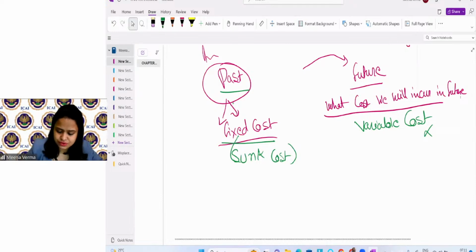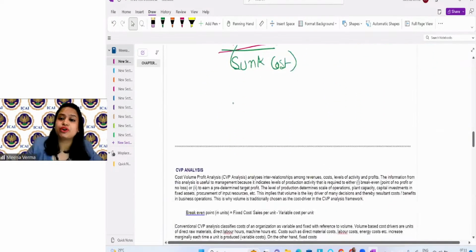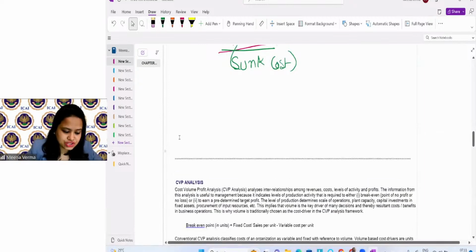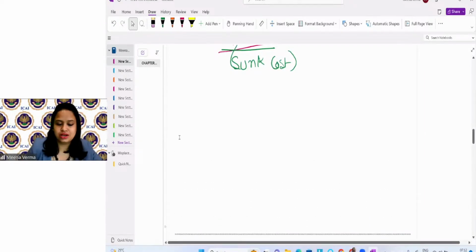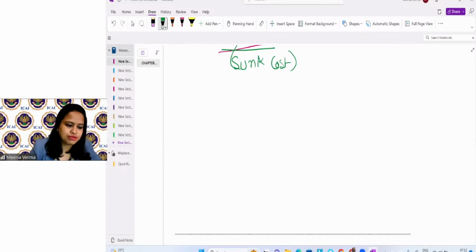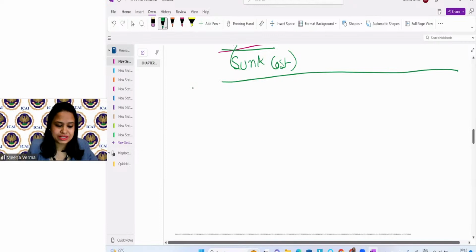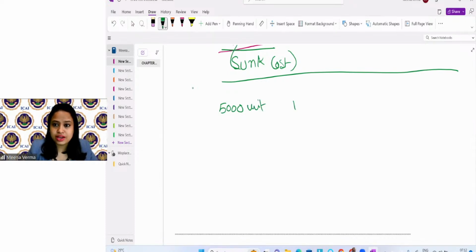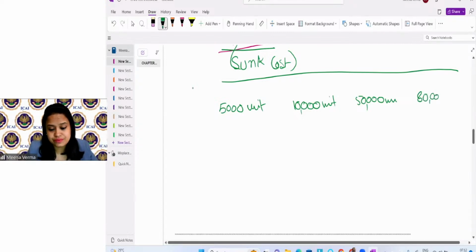Now, what is variable cost? Variable cost is the cost which you will incur if the production will increase. If production will not increase, this cost will not increase, right? Let me give you an example. See, I have enough time to explain all these topics, so I'm teaching it from the base. For example, I'm producing 5,000 units, or if I'm producing 10,000 units, or 50,000 units, or 80,000 units, or 1 lakh units.